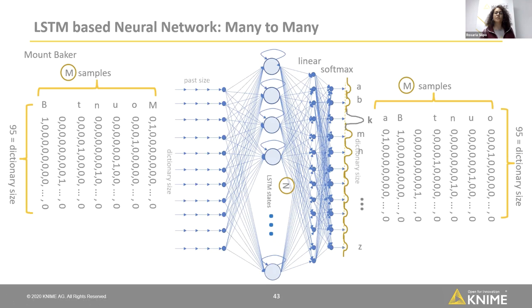Okay, so the LSTM states, we decided to have them at 256. And then of course, the size of the input vector and of the output vector is given by the dictionary size, the character set that we are using. And we had 95 characters used in our training set.